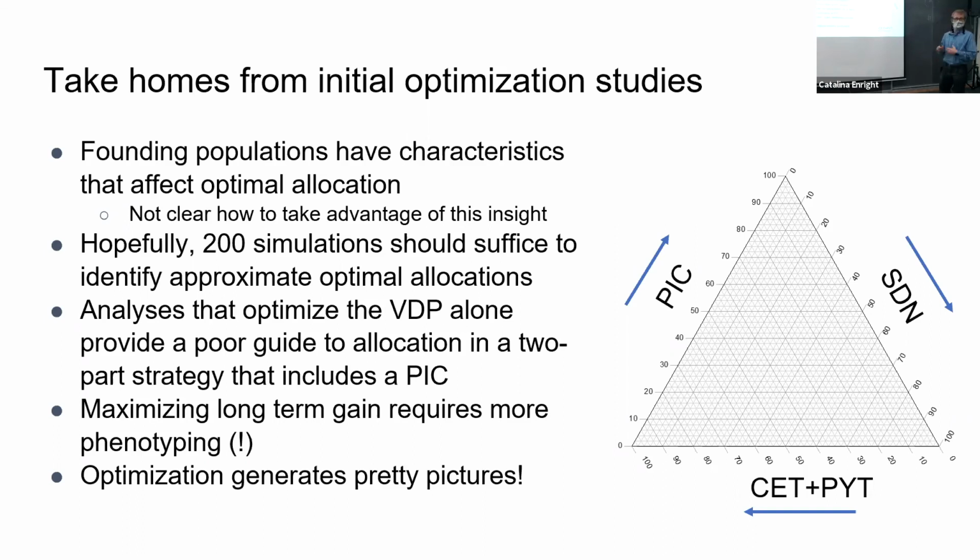Analyses that optimize the VDP alone, you can do them analytically, they're fast, but they don't necessarily give a good guide. And interestingly, maximizing for long-term gain requires more phenotyping because you want to maintain the accuracy of your genomic prediction model. And usually on my Mac anyway, it generates pretty pictures, but not so much here. All right, and that's everything I have to tell you.